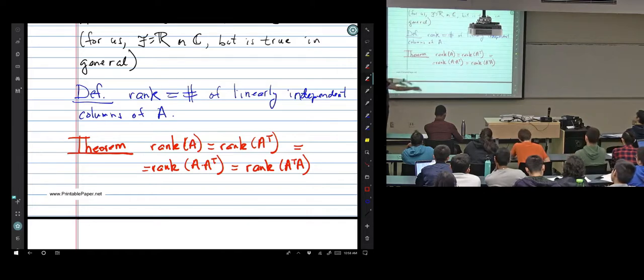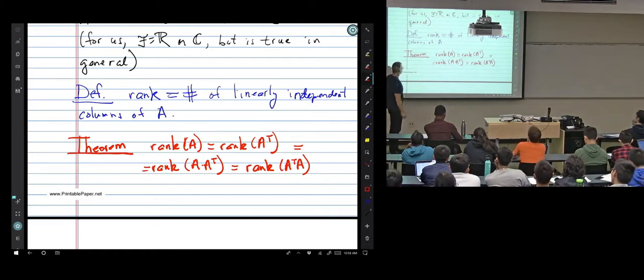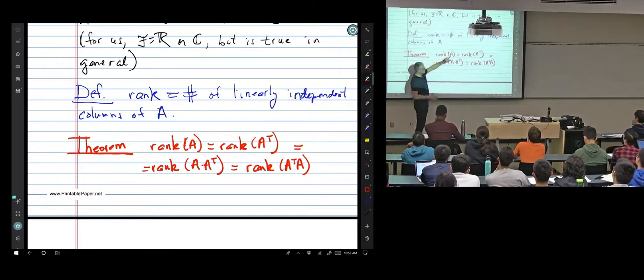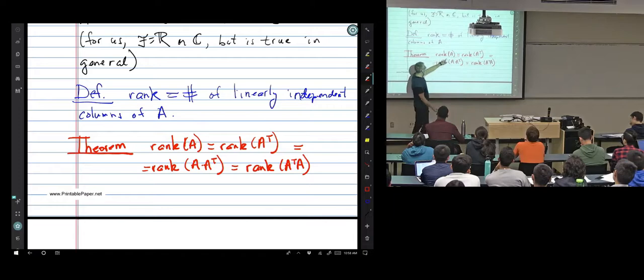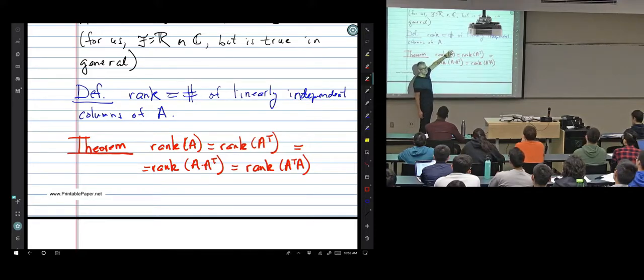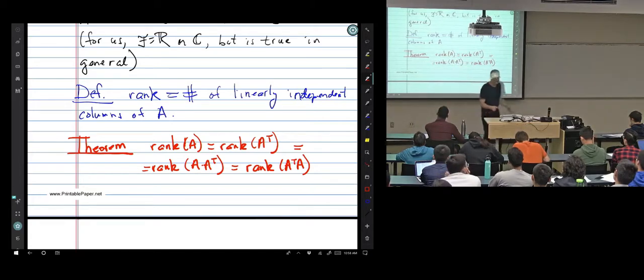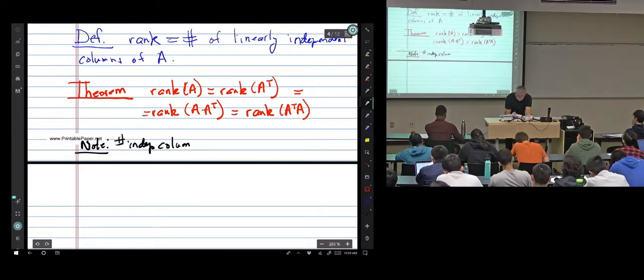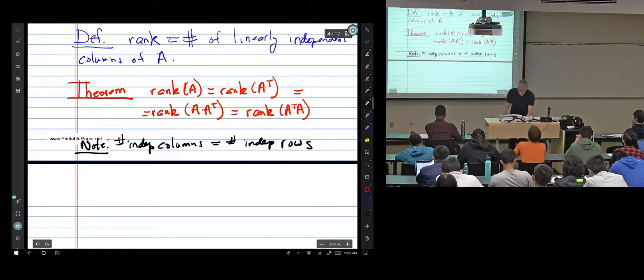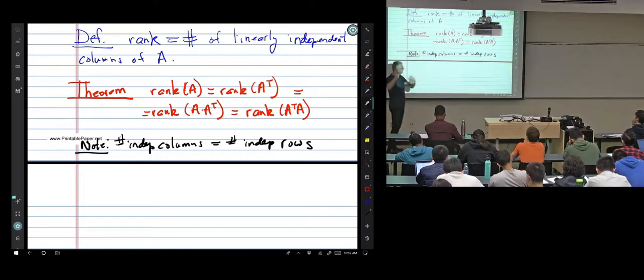Otherwise, matrix facts, and we're going to go on and do abstract inner product spaces starting Thursday. So the rank is the number of linearly independent columns. Now when I transpose A and look at its columns, how is that related to the rows of A? The same. Hence, from this statement, we have learned that the number of independent columns is equal to the number of independent rows. So that's kind of surprising.